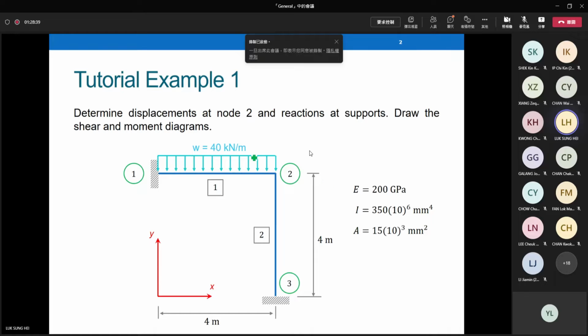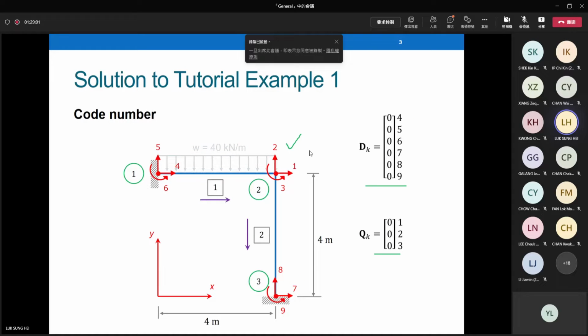Qk is 0. For the UDL, you have to change it to fixed end force and fixed end moment using the diagram that I provided in topic 2. Find out the shear, find out the moment, and then put it into the Q0 vector. So you have to do one extra step: convert the UDL to fixed end force and fixed end moment, and put it into the Q0 vector. Here I show you the code number diagram, with member orientation in purple color. We know all the things.